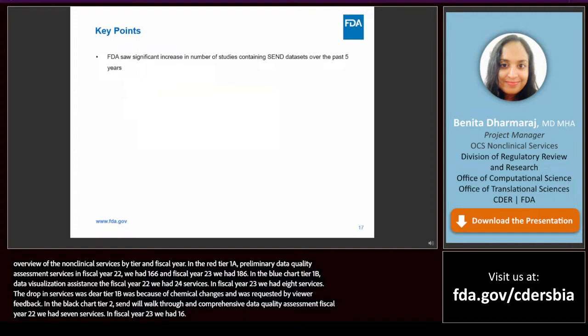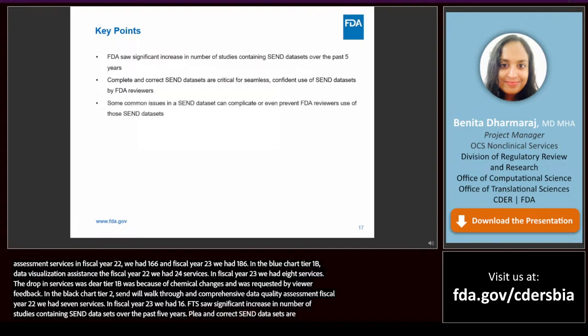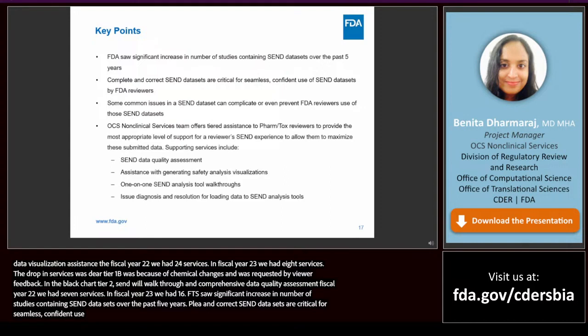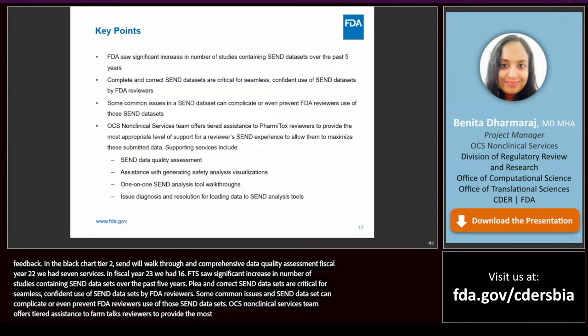FDA saw a significant increase in the number of studies containing SEND datasets over the past 5 years. Complete and correct SEND datasets are critical for seamless, confident use of SEND datasets by FDA reviewers. Some common issues in SEND datasets can complicate or even prevent FDA reviewers' use of these SEND datasets. The OCS Nonclinical team offers tiered assistance to PharmTox reviewers to provide the most appropriate level of support for reviewers' SEND experience to allow them to maximize the submitted data.